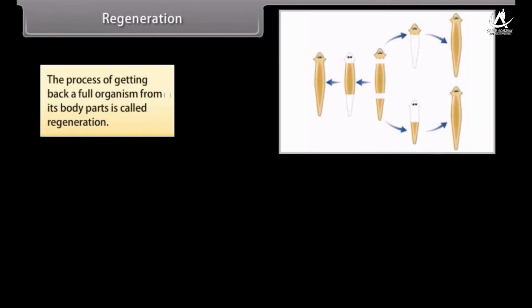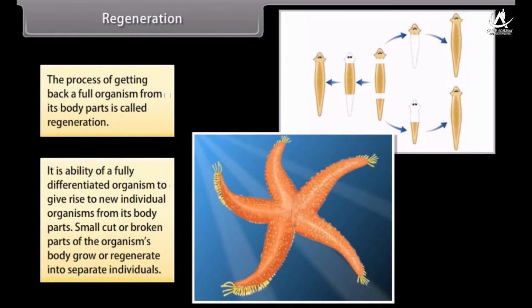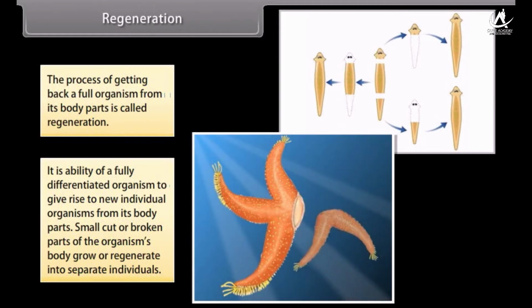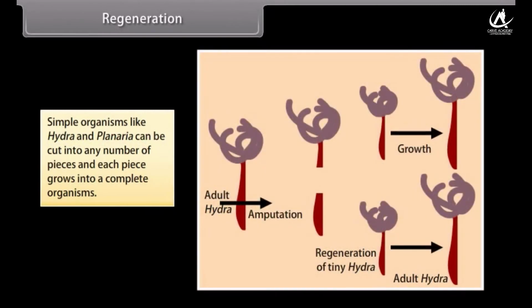Regeneration. The process of getting back a full organism from its body parts is called regeneration. It is the ability of a fully differentiated organism to give rise to new individual organisms from its body parts. Small cut or broken parts of the organism's body grow or regenerate into separate individuals. Simple organisms like Hydra and Planaria can be cut into any number of pieces, and each piece grows into a complete organism.